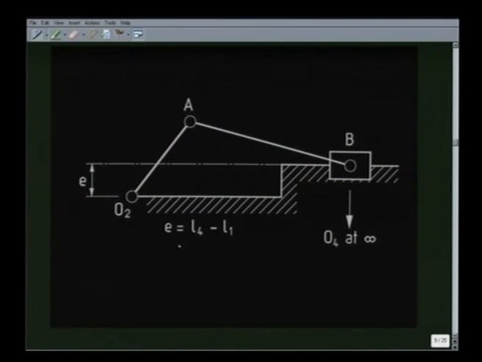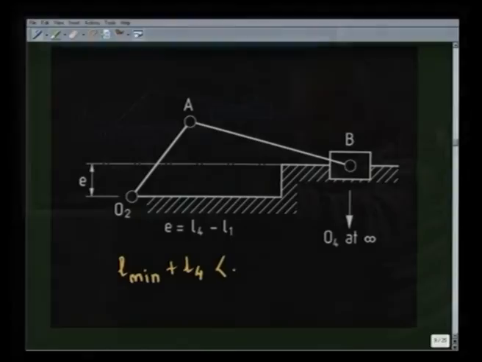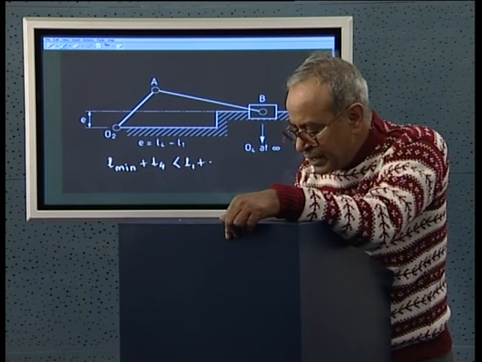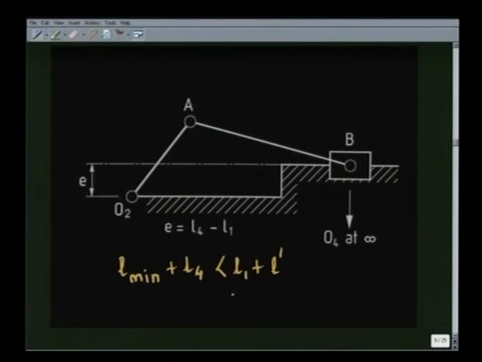So, as we said, E equal to L4 minus L1. Now, the Grashof's condition turns out to be the shorter link length L min plus the longest link length, say L4, is less than the other two link lengths, that is L1 plus the other link length, which for the time being I write as L prime. Now, L4 minus L1 is E. So, this equation I can write as L min plus E less than L prime.